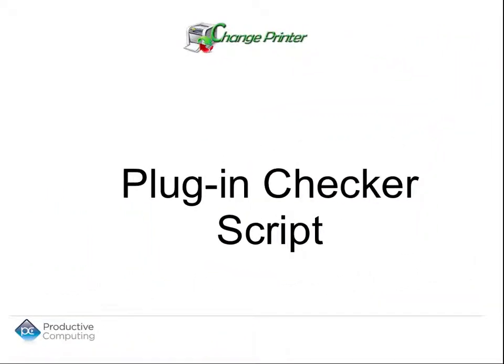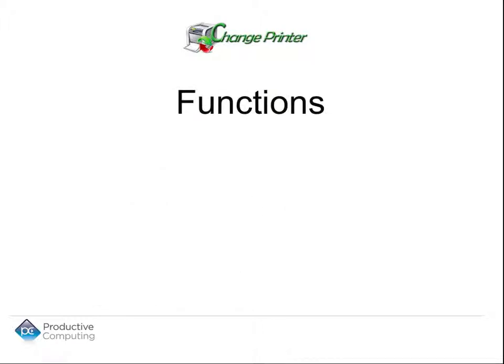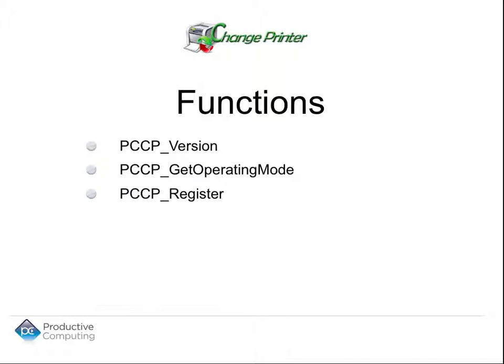Lastly, let's discuss the plugin checker script. This script ensures that the plugin has been properly installed and registered before attempting to use any of the other plugin functions. This script can be created in less than 10 minutes and is recommended in a multi-user environment in order to alleviate any user frustration or error. The three functions used to create this script are PCCPVersion, which determines if the plugin has been properly installed, PCCPGetOperatingMode, which determines what mode the plugin is in, and PCCPRegister, which registers the plugin behind the scenes if needed.